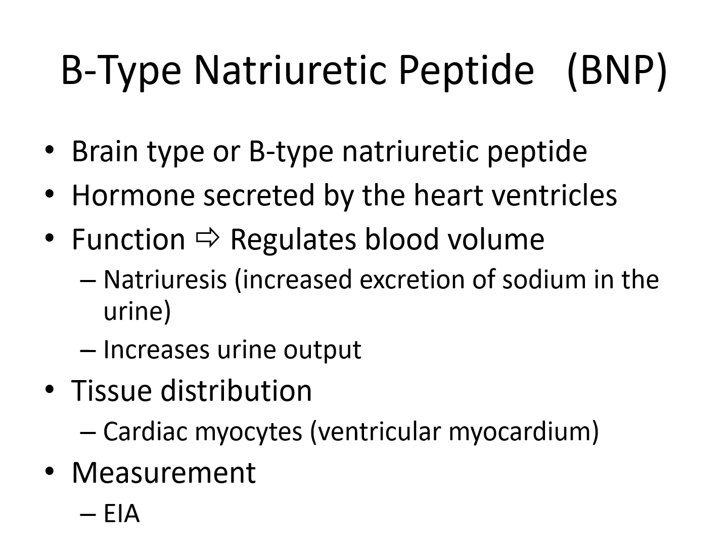Not surprisingly, the tissue distribution for BNP is cardiac muscle tissue, specifically the ventricular myocardium. This is a hormone that is measured primarily by using enzyme immunoassays.